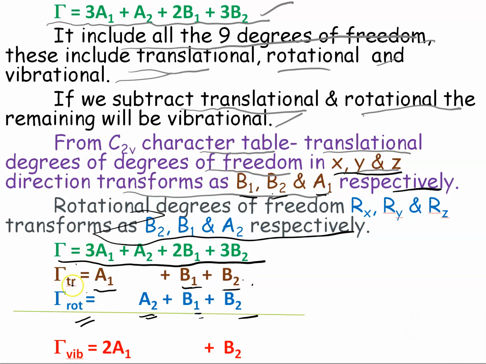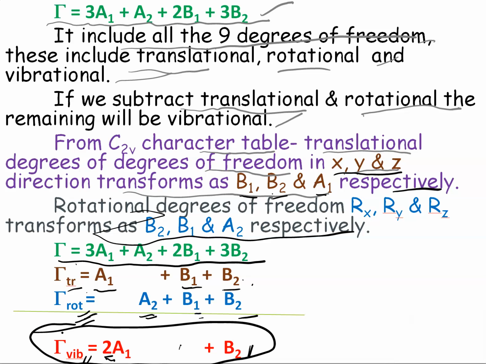By subtracting translational and rotational degrees of freedom, we get vibrational degrees of freedom. So 3A1 minus A1, we get 2A1. A2 minus A2, nothing is left. 2B1 minus B1 minus B1, that is cancelled. 3B2 minus B2 minus B2, only one B2 left. Therefore, vibrational degrees of freedom are 2A1 plus B2.